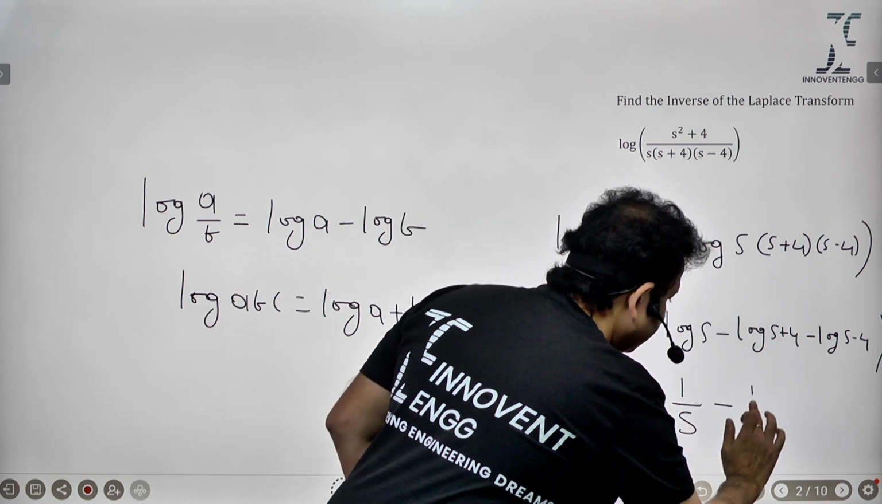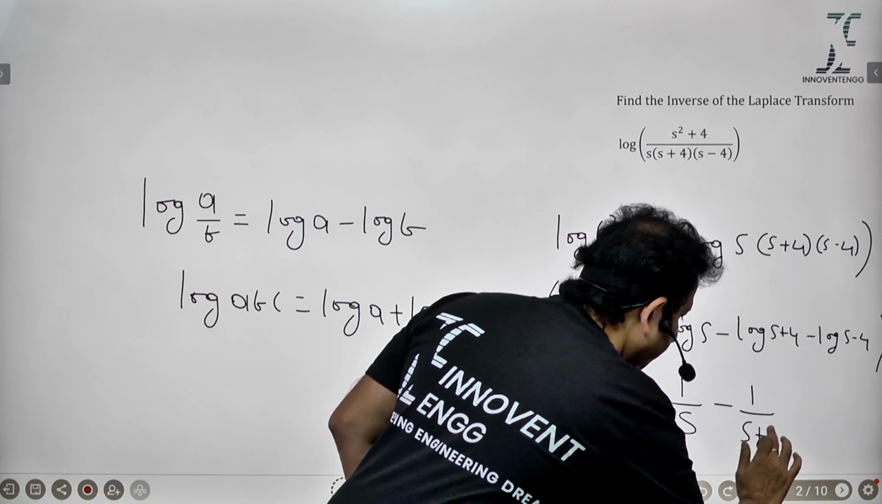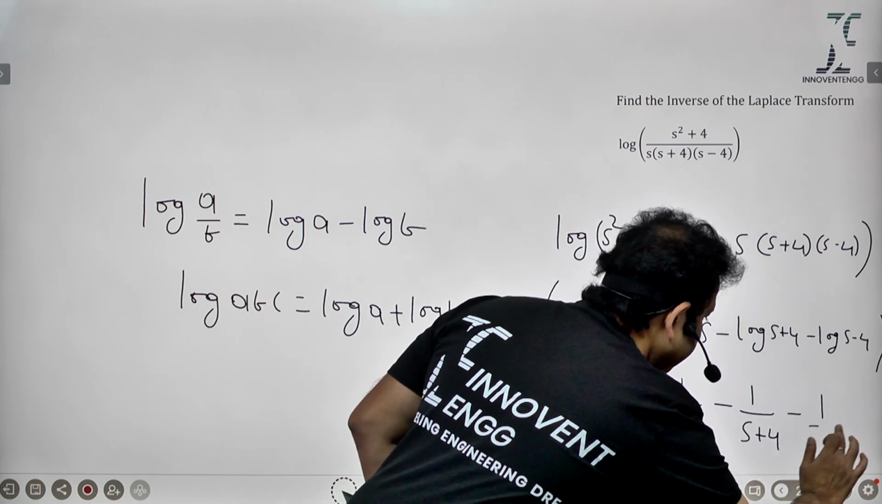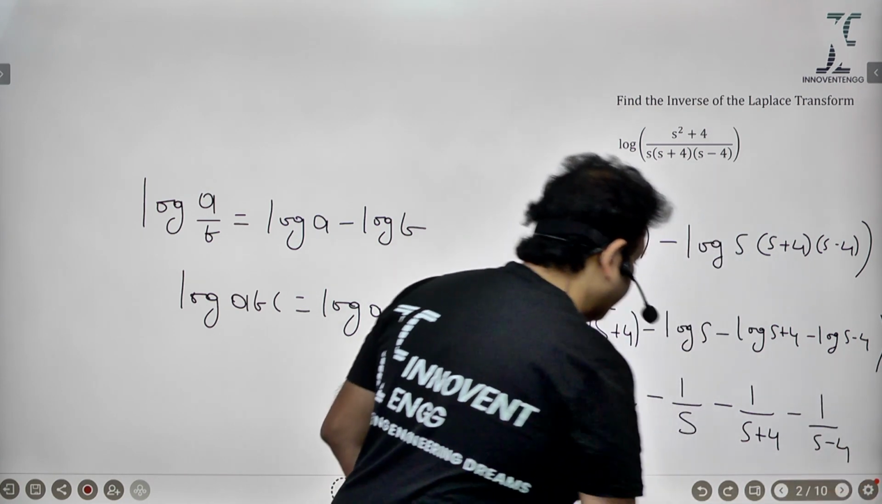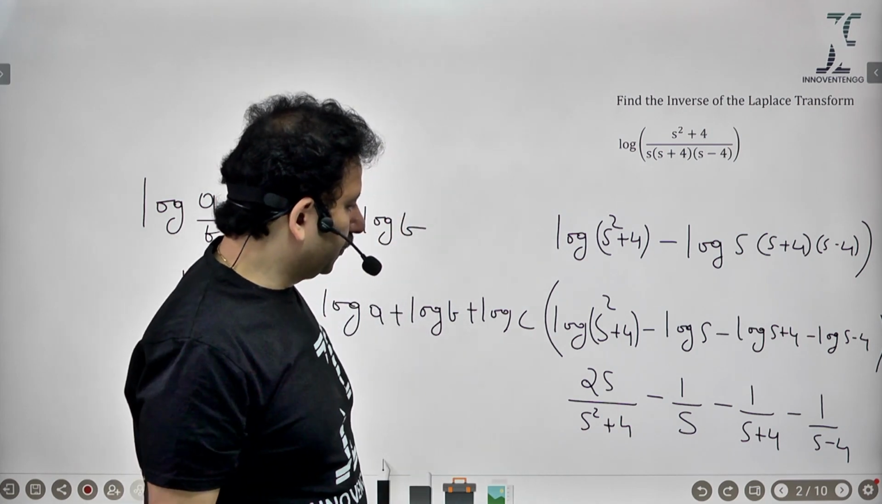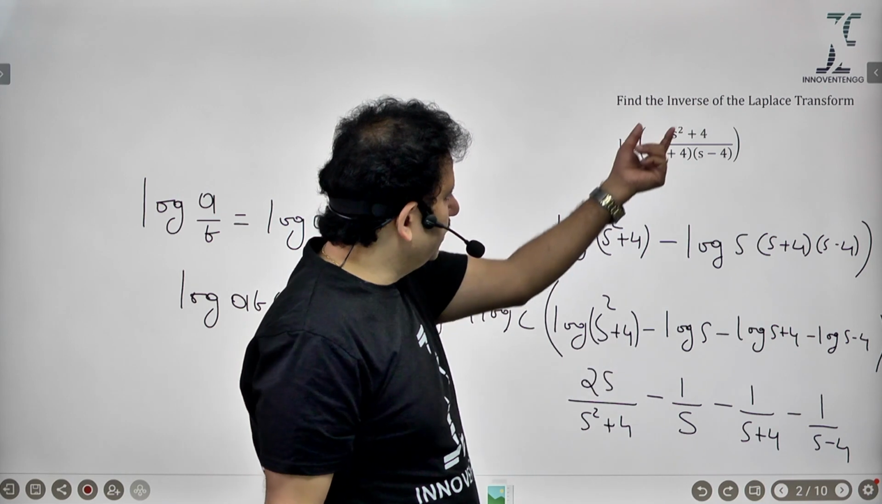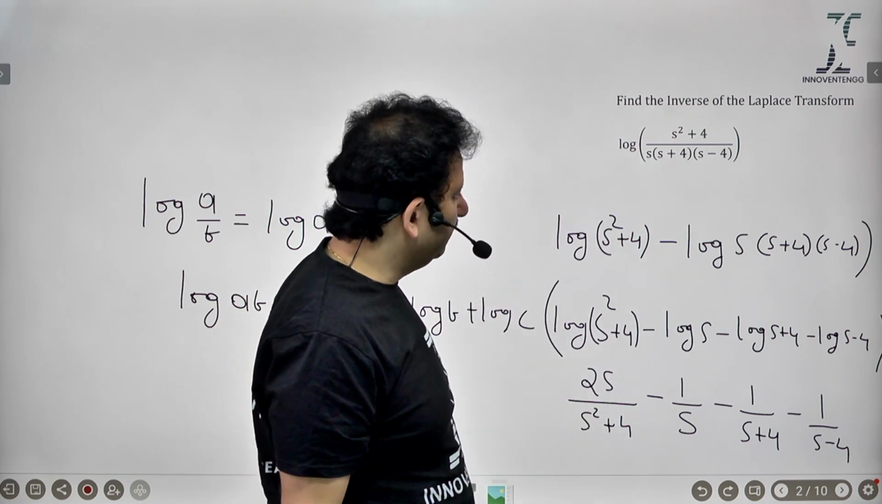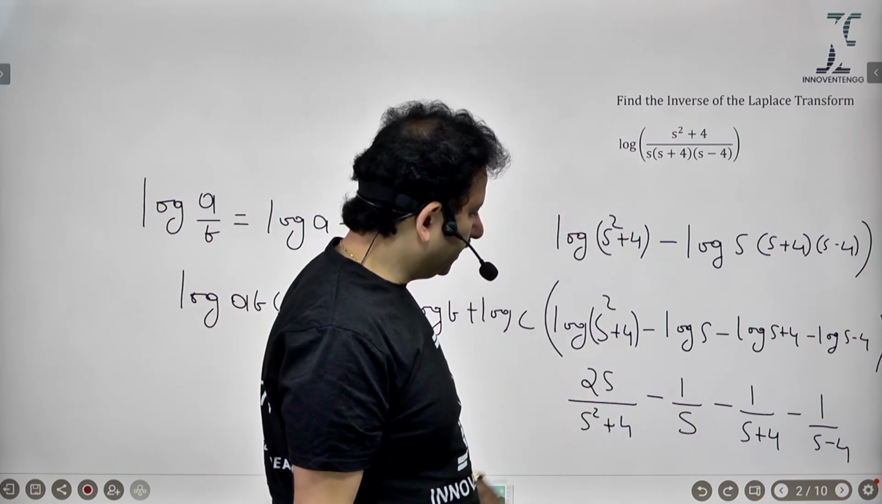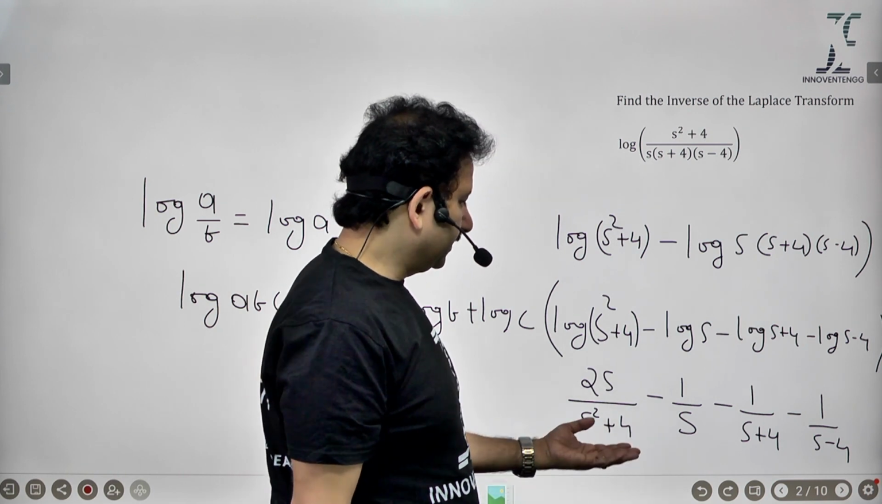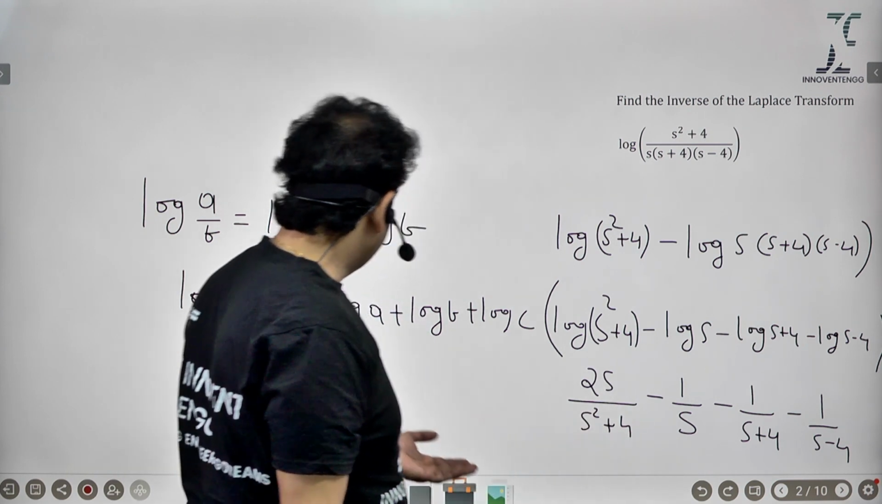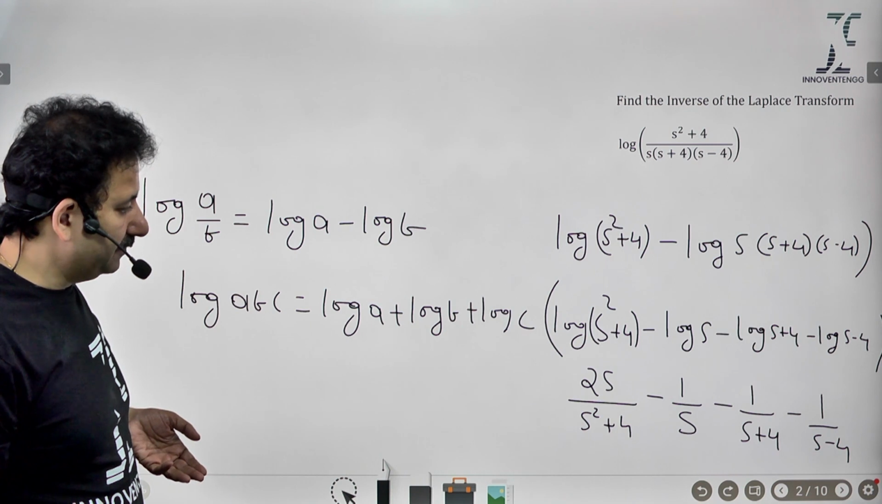And same is the situation for s plus 4 and minus s minus 4. So now basically you see that this term which was in the numerator continues to be positive, and the terms which are in the denominator continue to be negative. That is simply attributed to the logarithmic algebra.